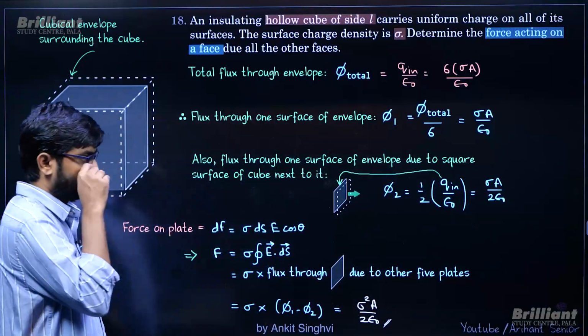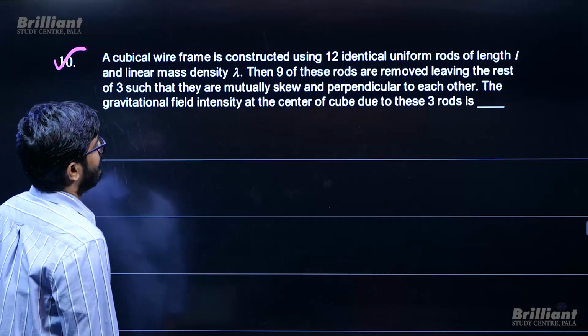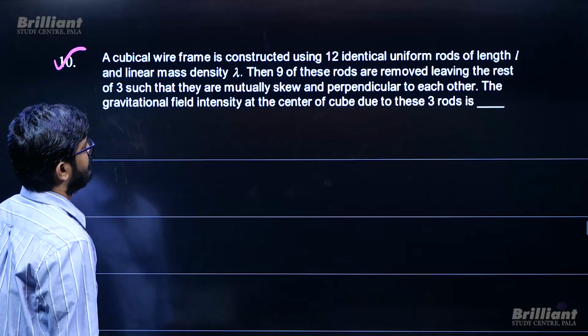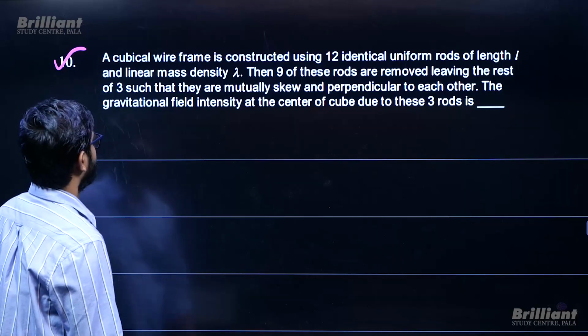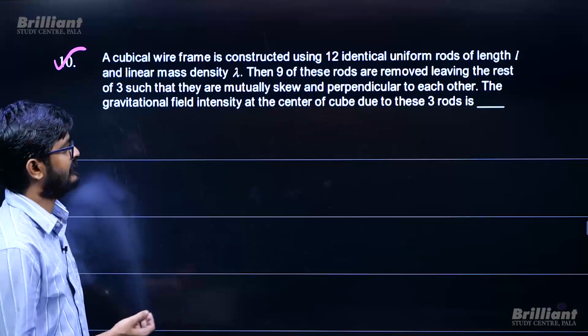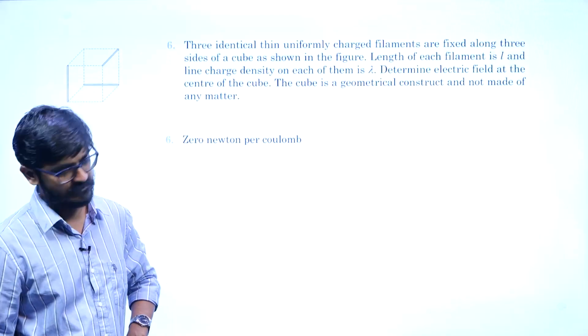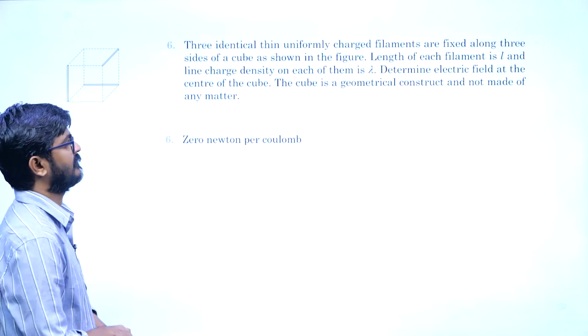the answer, right? Next question goes like, a cubical wire frame is constructed using 12 identical uniform rods of length L and linear mass density. Then 9 of these are removed and the rest 3 are such that they are mutually skew and perpendicular to each other. The gravitational field intensity at the center of the cube. Again, this also was a derived question from here probably. So I will be solving this question from electrostatics.